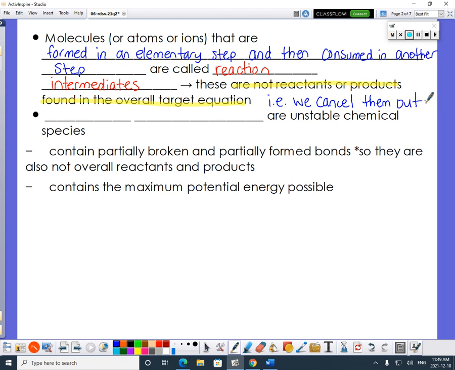And then another type of molecule that is important when you look deep into a reaction is called the activated complex.